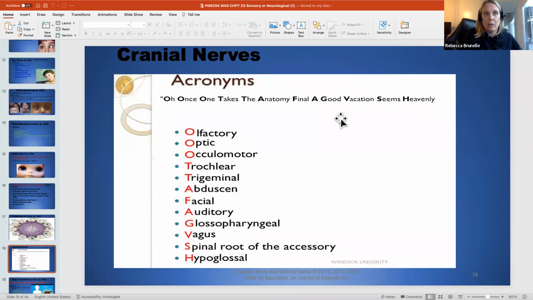This is an acronym that helps you remember what the 12 cranial nerves are. Once one takes the anatomy final, a good vacation seems heavenly. And then every letter of the words in that sentence corresponds to a cranial nerve.